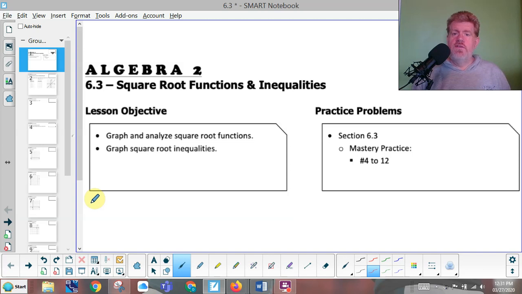In the meantime, we're going to do the last lesson before break, and it's the third lesson of the chapter. This lesson involves finding square root functions and their inequalities. On our last lesson, we talked about inverse functions. Inverse functions of lines are just different lines. Inverse functions of parabolas are sideways parabolas. So an inverse of a square should be a square root. We're going to see those relationships today. The objective for today is to graph and analyze square root functions and to graph square root inequalities.